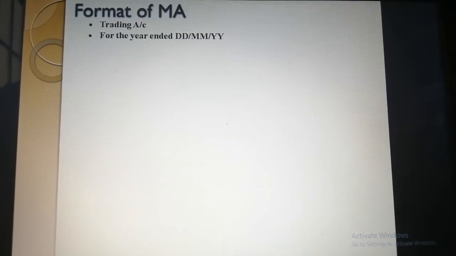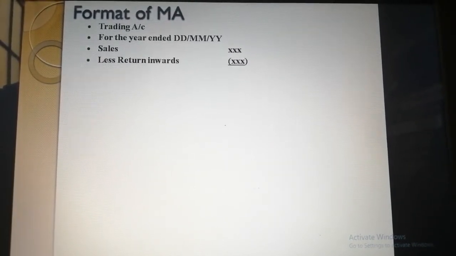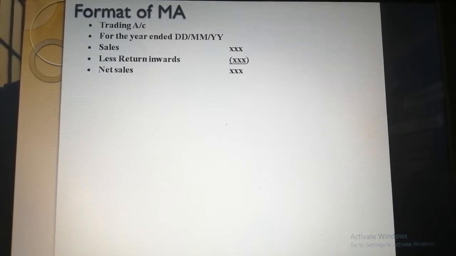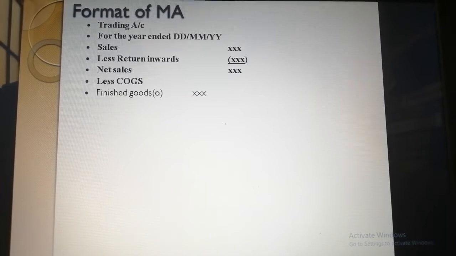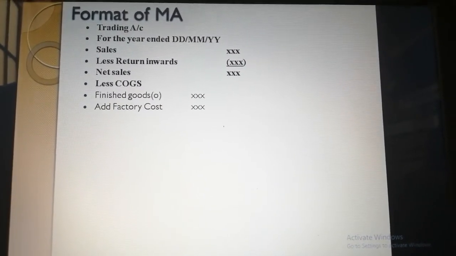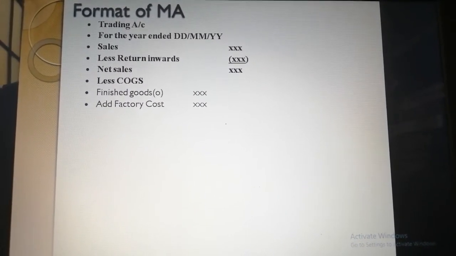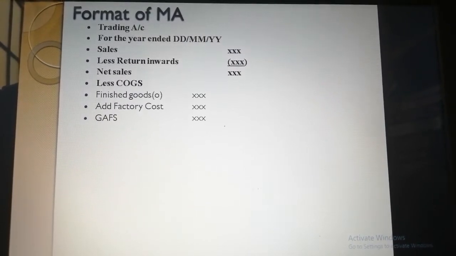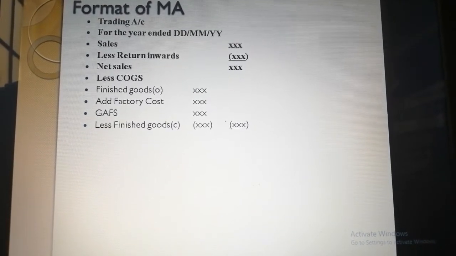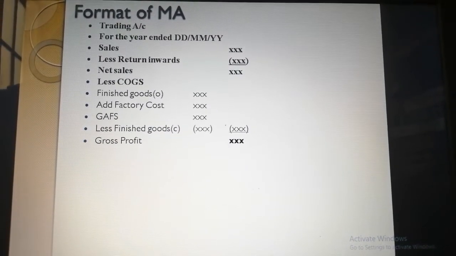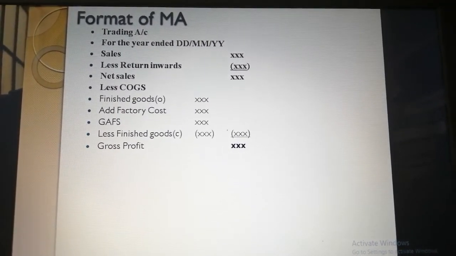Now in trading account, we have for the year ended, date, month, year, sales, XX, less return inwards, you get net sales, less cost of goods sold, whereby we have finished goods opening, add factory cost, you get goods available for sale, less finished goods closing, you get cost of goods sold. Now net sales minus cost of goods sold, you get gross profit.